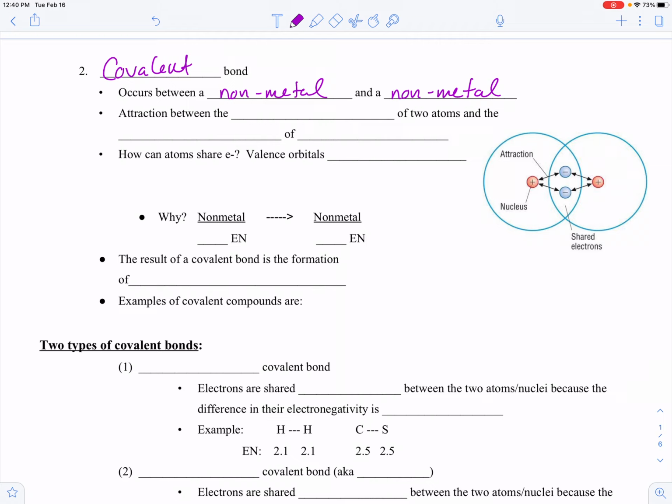So again, you're looking to the right of that staircase. And that's going to be the easiest way to identify whether or not you're looking at an ionic bond, which is going to be a metal to a nonmetal, versus a covalent bond, which is going to be a nonmetal to a nonmetal. And these are going to be atoms only. So again, no ions. The bond happens because there ends up being an attraction between the nuclei of the two atoms and a shared pair or multiple shared pairs of valence electrons.